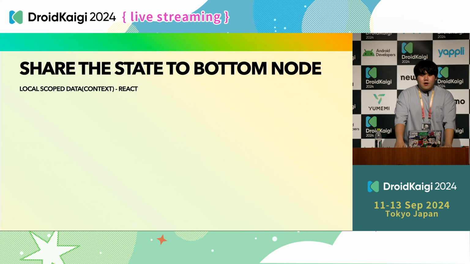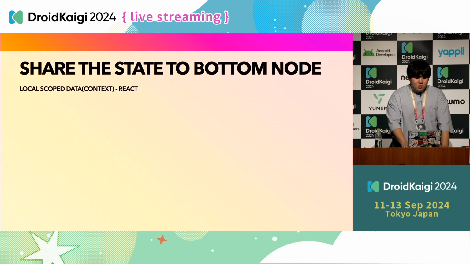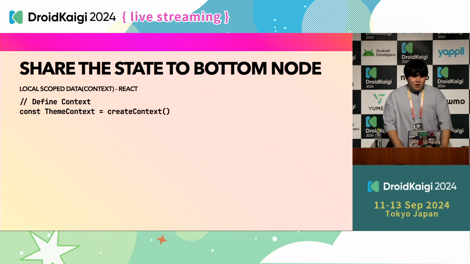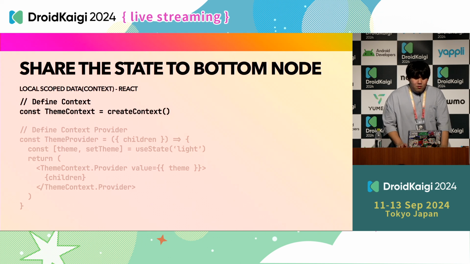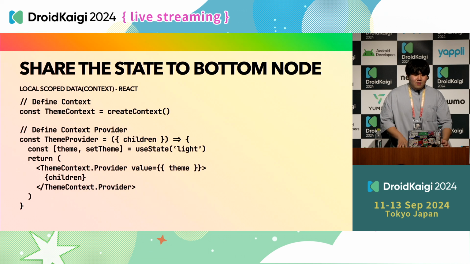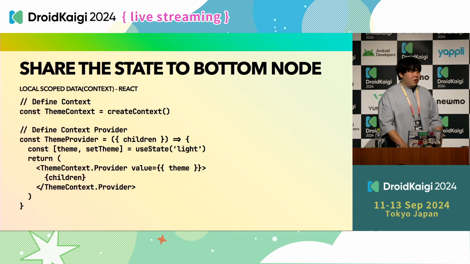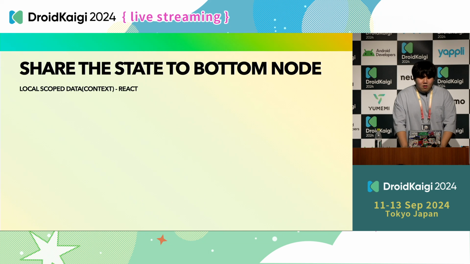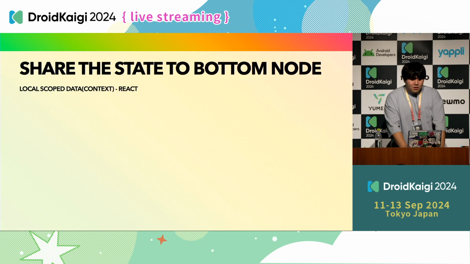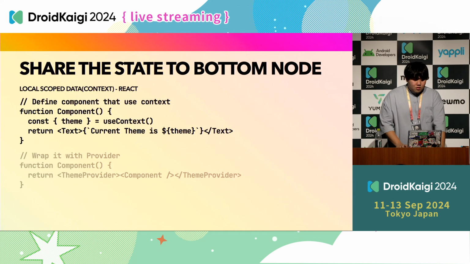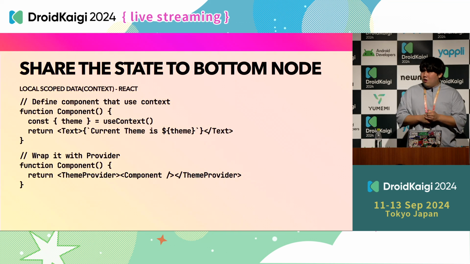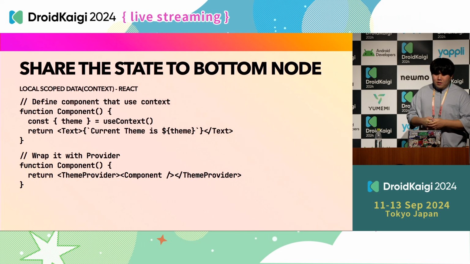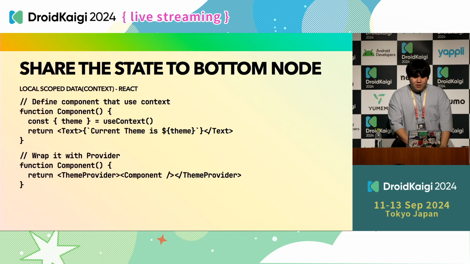The usage of context is almost identical. As you can see from the code, creating a context object and setting up a provider to supply values to the context is similar to what I explained in the previous slides. The code for using this is also not much different aside from the terminology. Since there's no significant difference in how it's used compared to what I've just explained, I'll briefly show you the code.